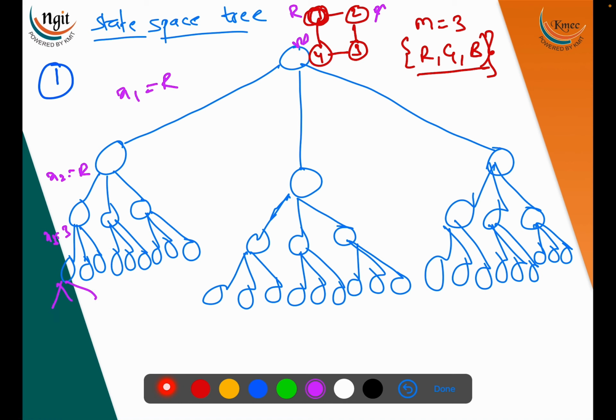Now x4 also I am making with red color. So now the constraint is what? You cannot have red color. So go back to x3. Do you have any other possibility? Yes, I have a possibility. What is that possibility I have? That I can go to take the other color, which is green or blue.